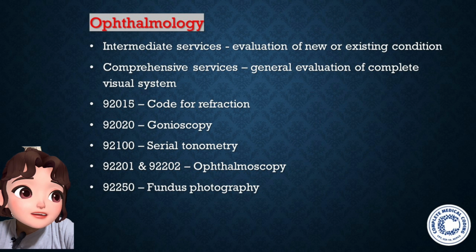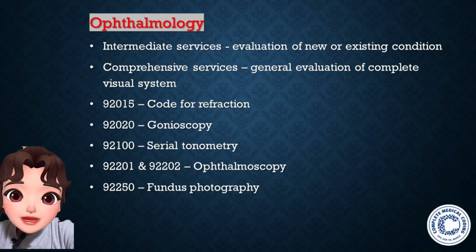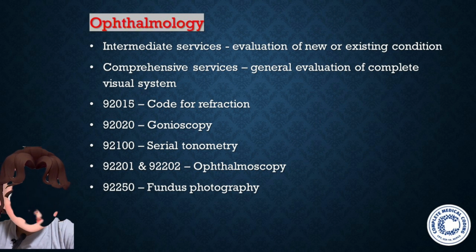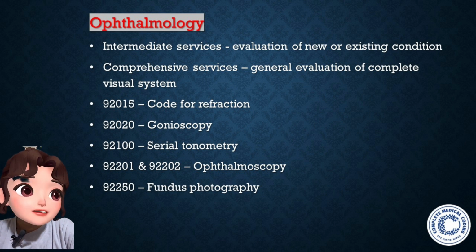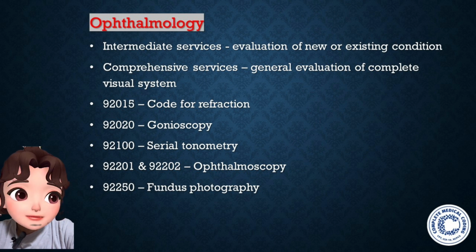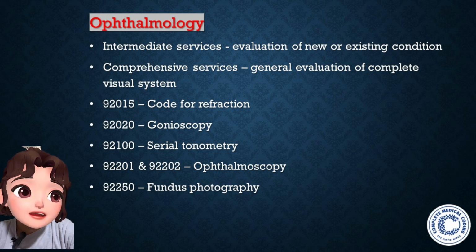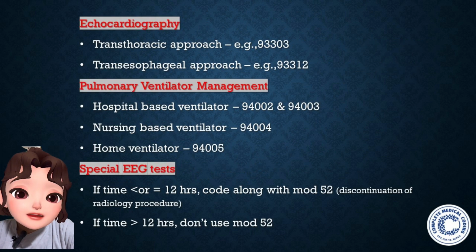These are a few codes that are commonly used in ophthalmology. Code for refraction, refractive state, 92015, means visual examination, sight testing. Code for gonioscopy 92020. Code for serial tonometry 92100. Ophthalmoscopy procedures 92201 and 92202. These are the two new codes. Now, fundus photography 92250.